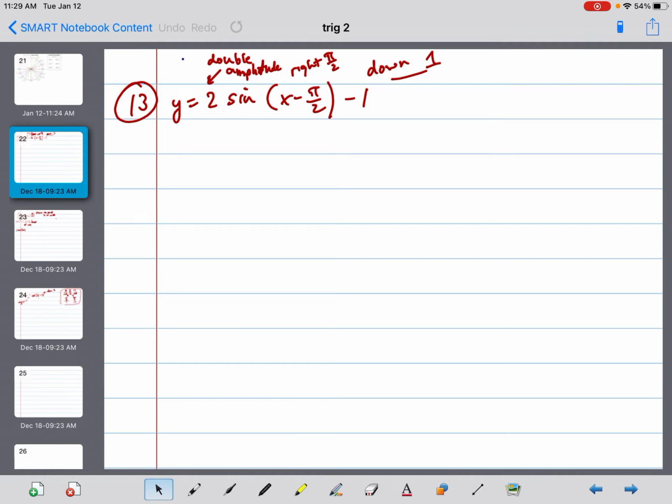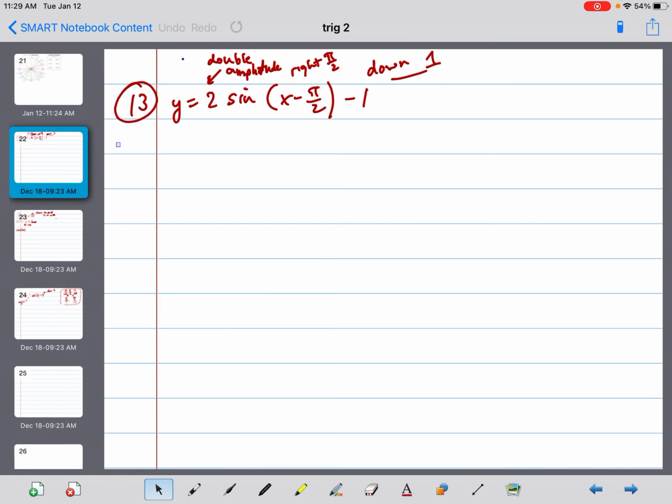The minus pi over 2 shifts it to the right pi over 2. The minus 1 shifts it down 1. The 2 multiplier in front doubles the amplitude, makes it stretch to a height of, or a change of 4 instead of a change of 2. But all this stuff is going on.